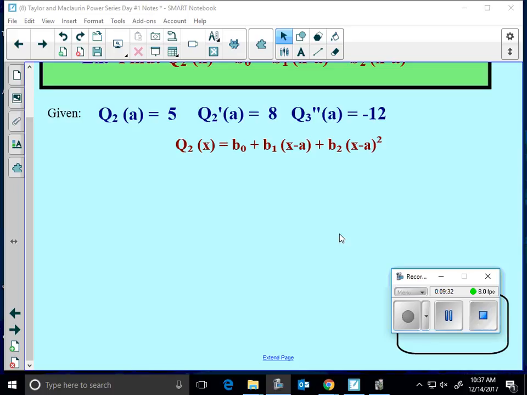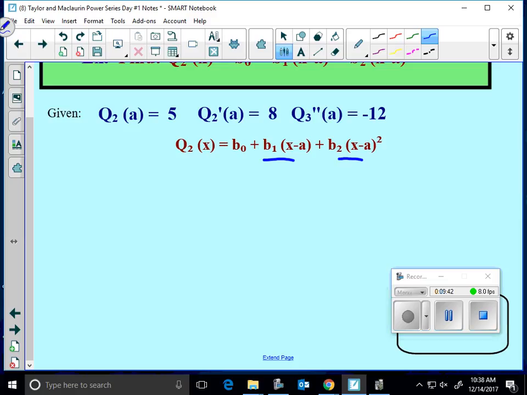Do you want to do this one? Okay, yeah, sure. So if I take q2 of a, right? q2 of a, these terms would go away, right?